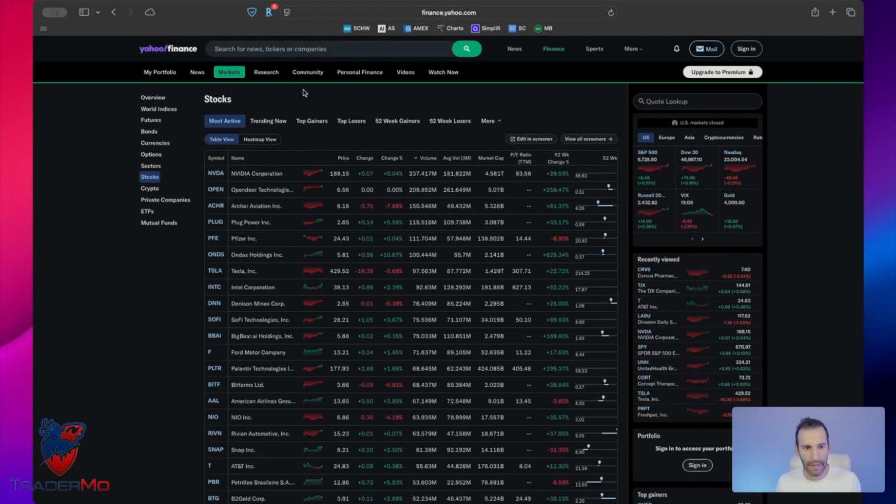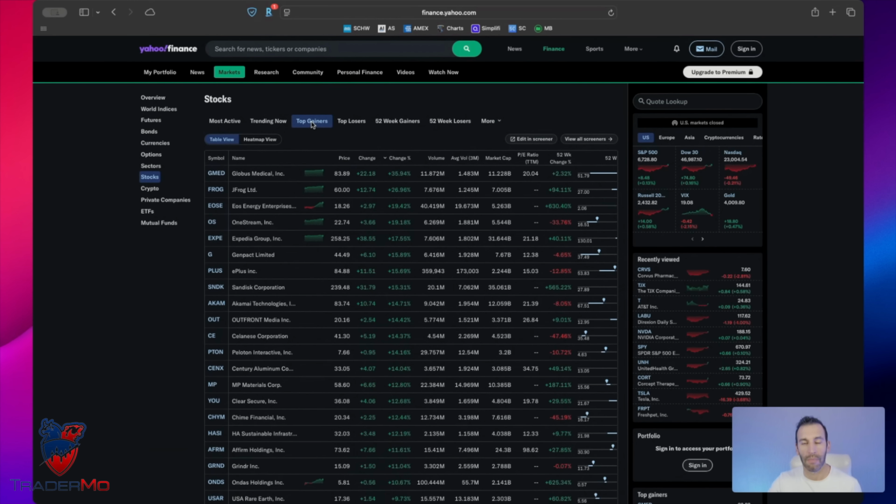So you look at this and you say NVIDIA, Opendoor, Archer Aviation, Plug Power, yada, yada. Now, I like looking at these stocks and saying, what's trading that day? What has the most activity that day? That's something that we can go and look at. Something else for day trading that you can go and do. Top gainers. These are stocks that are moving the most on the day. This thing, Globus Medical. You have no idea what that is. I have no idea what that is. But we know that it's up 36% this day.